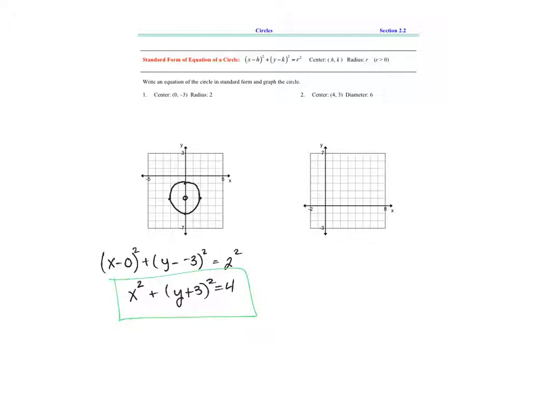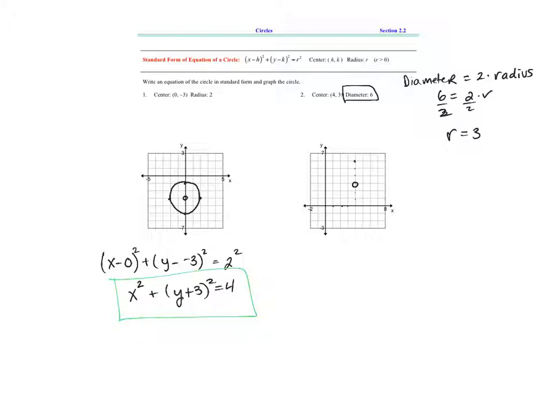Here we have a center of 4, 3, so I go over 4 units for x and up 3. There's my center. And now the diameter is 6. Diameter goes all the way directly across, and that is 2 times the radius. So if the diameter is 6, that's just twice the radius. So the radius is 3.